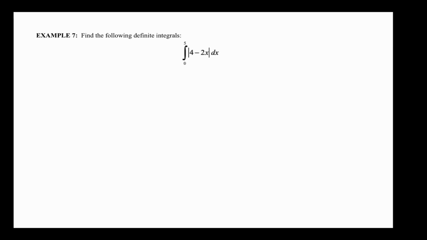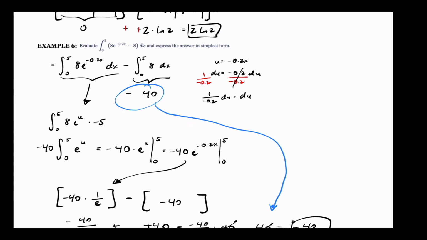So, fundamental theorem, right? First step, integrate: find the antiderivative. Power rule, use it if you can. If you can't, use substitution, right? And then once you find the antiderivative, you evaluate it. Plug in the top bound, plug in the bottom bound, subtract your answers, and you're done.